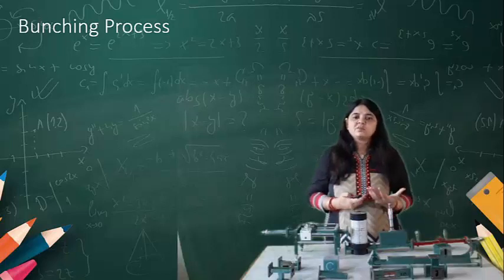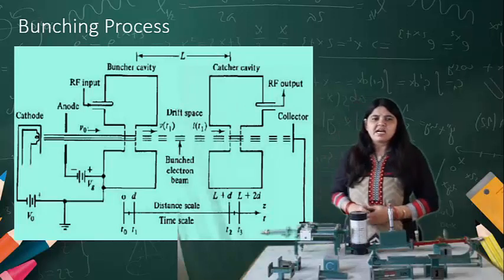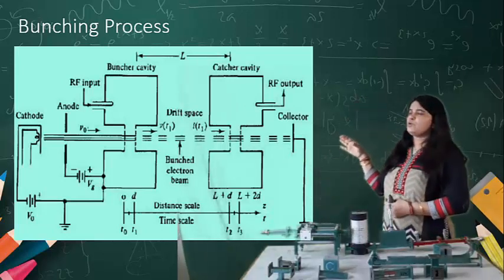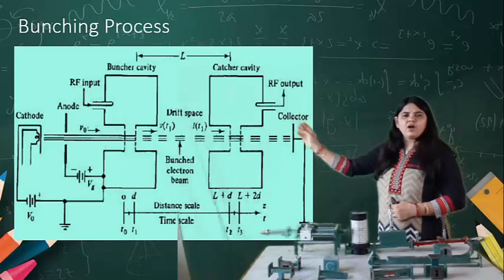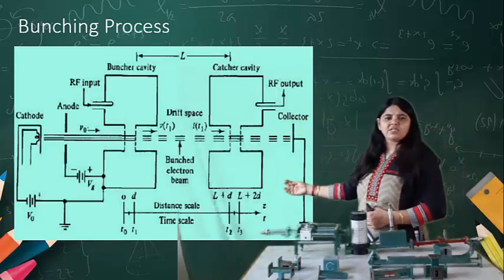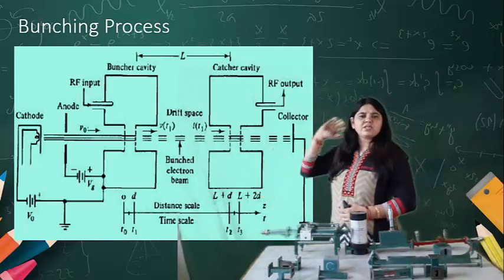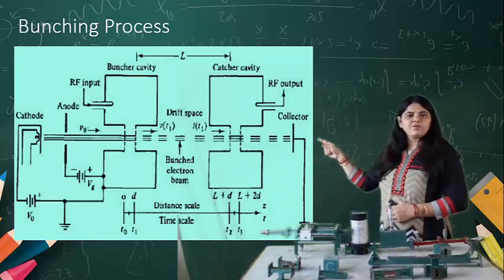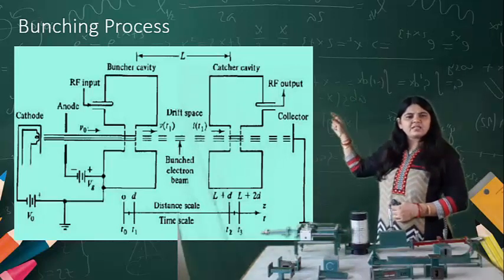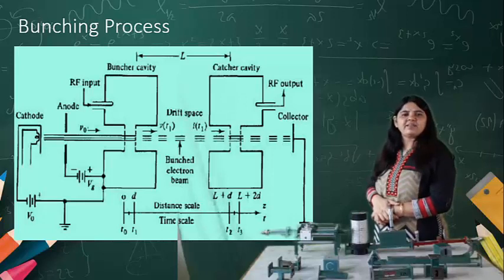Due to this bunching process, what will happen? The electron may travel. Now in the diagram you can see there is a cathode. We need to apply some voltage, so the V0 voltage is applied through the battery to the cathode terminal. Now you can see that there are two cavities. One is known as the buncher cavity, another one is known as the catcher cavity.